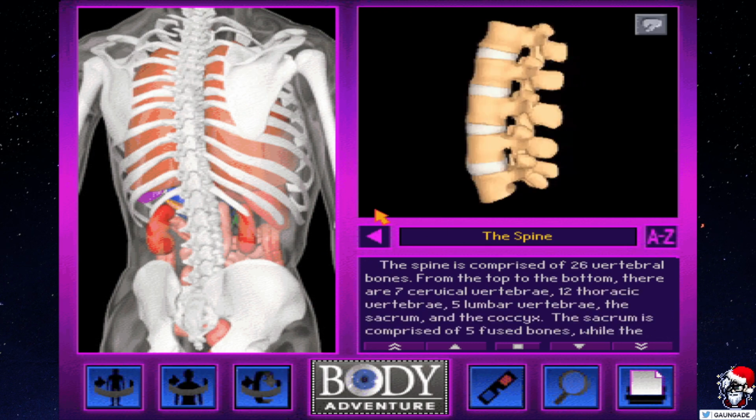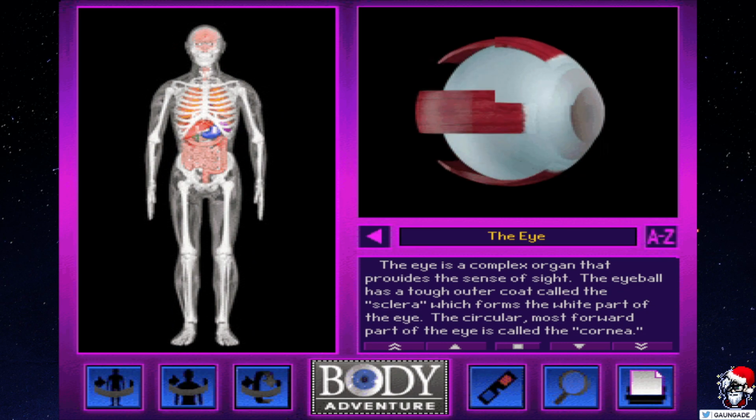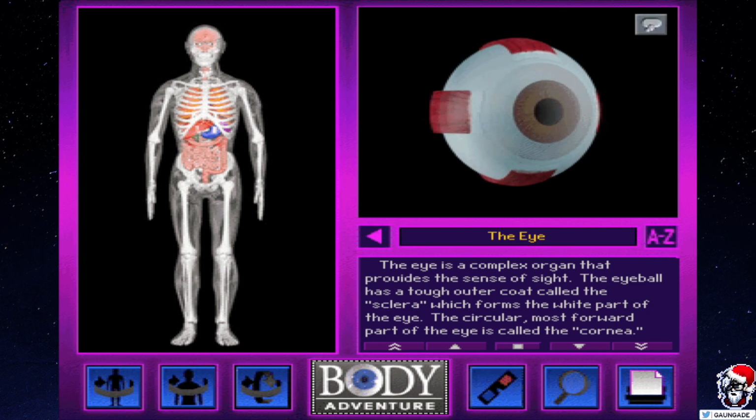The spine. The eye. Whoa! Looks like a balding person.